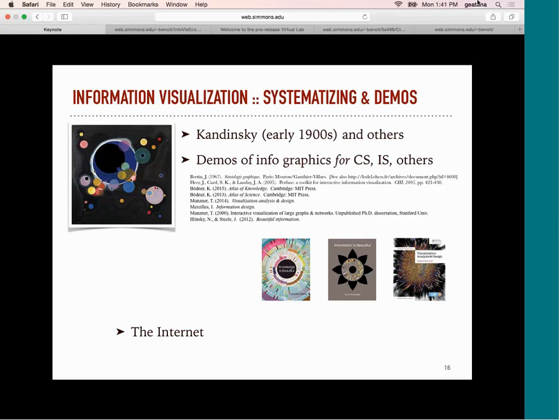Actually, we had a time psychologist in Germany to put out a couple of books, Atlas of Science, Atlas of Knowledge, MIT. The interesting thing about these books is they're all one-offs. This is a pretty picture, a pretty picture, with no really engaged discussion.